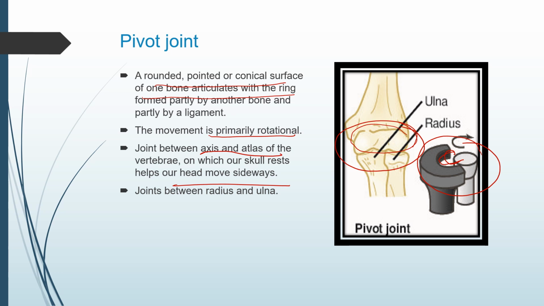Now these types of joints are also present between the radius and ulna. In this picture we have taken an example of the radius and ulna. This also helps in the rotational movement of the radius and ulna. They move sideways, and we can also rotate that part of the bone. So this is the pivot joint, the fourth type of synovial joint.